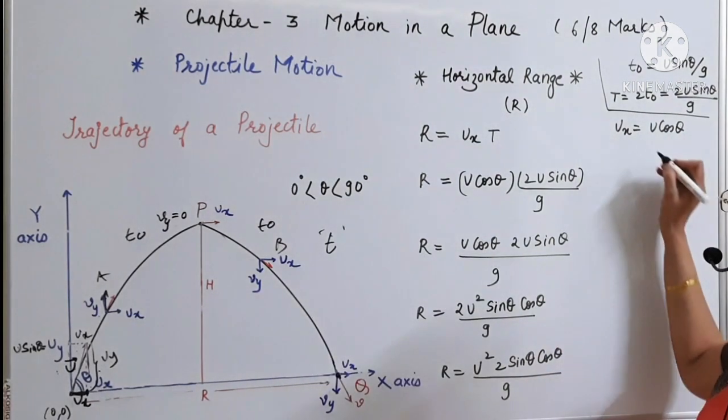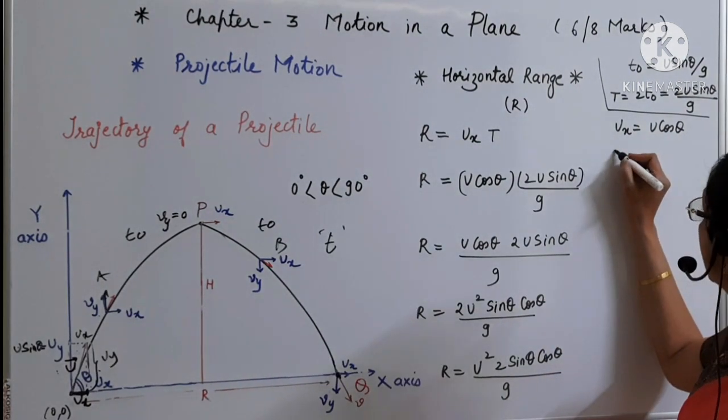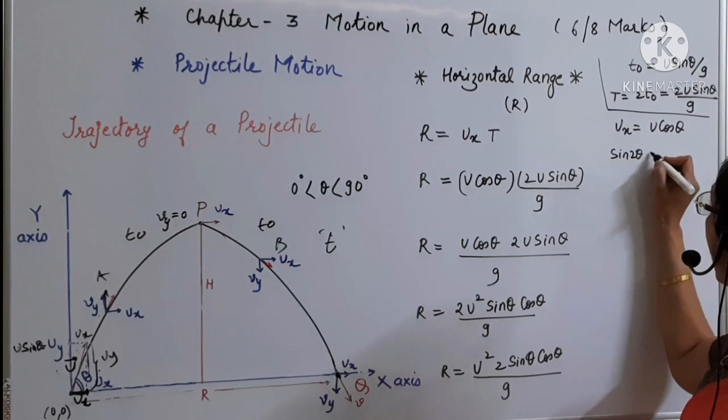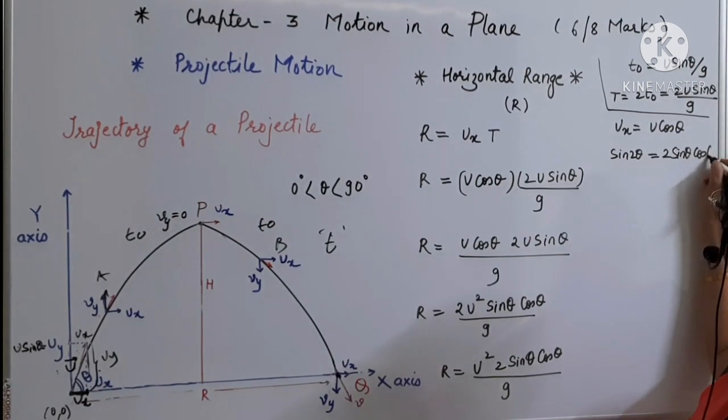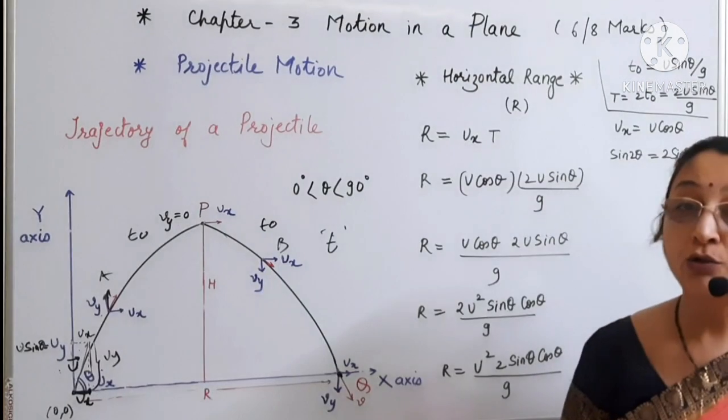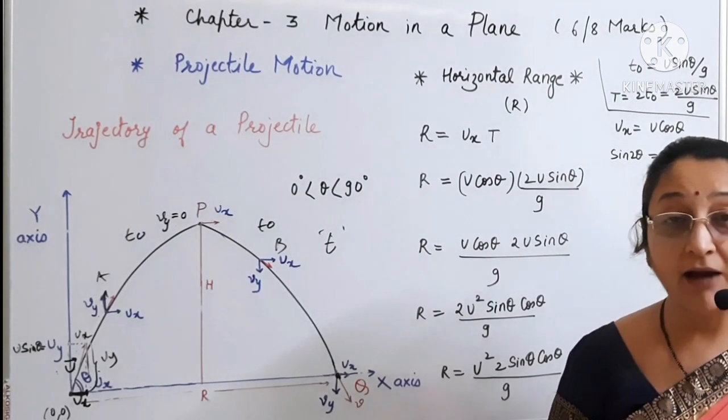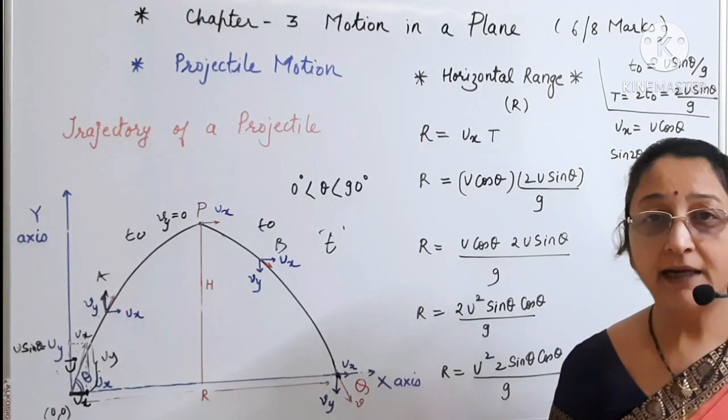But we know that sin 2 theta is equal to 2 sin theta cos theta, according to the trigonometry which we have learned in the initial standards.